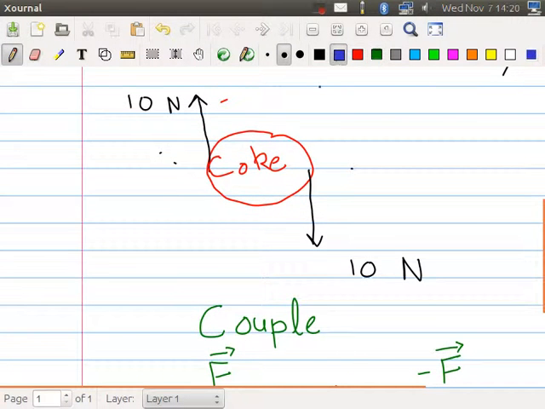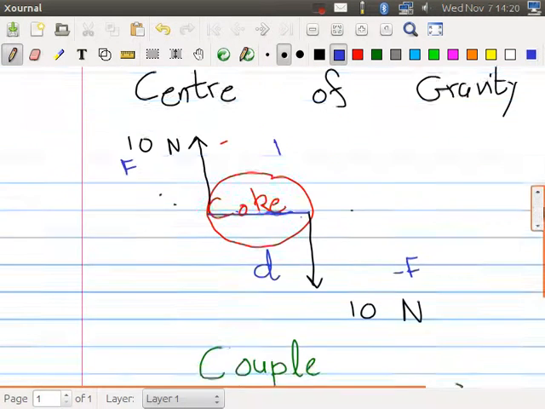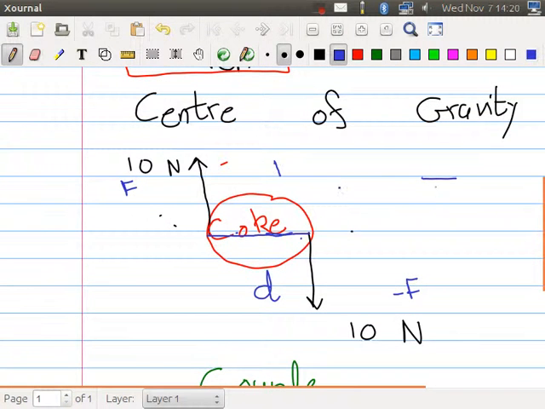Okay. Let's call the whole distance here D. So let's call this force here, instead of 10, let's just call it F. And then how much is this one? Minus F. Okay. So what's the turning force for this diagram? Well, is this first one here clockwise or anti-clockwise? Clockwise, so minus. Yeah? This here means turning force.